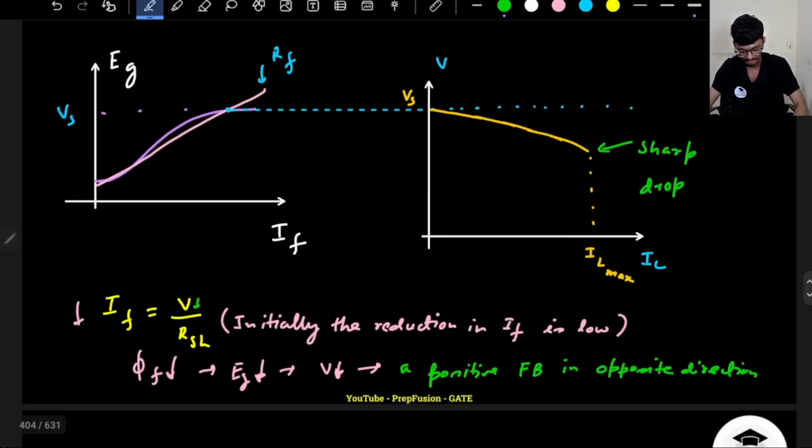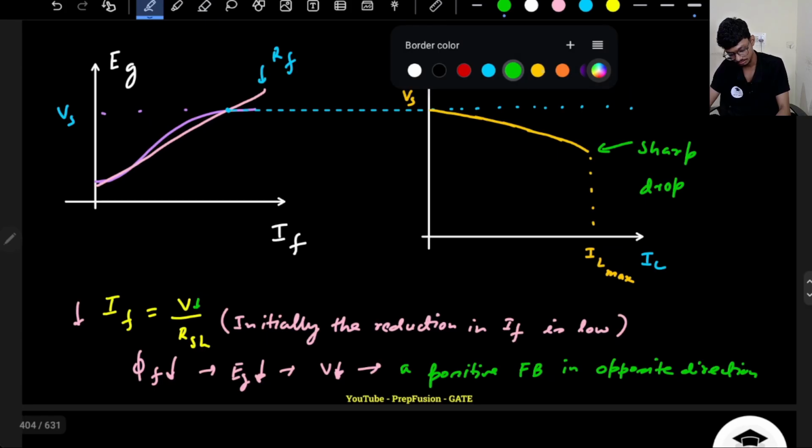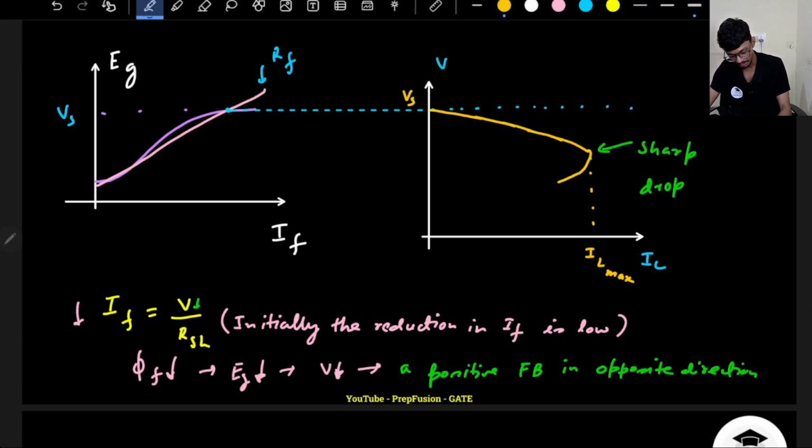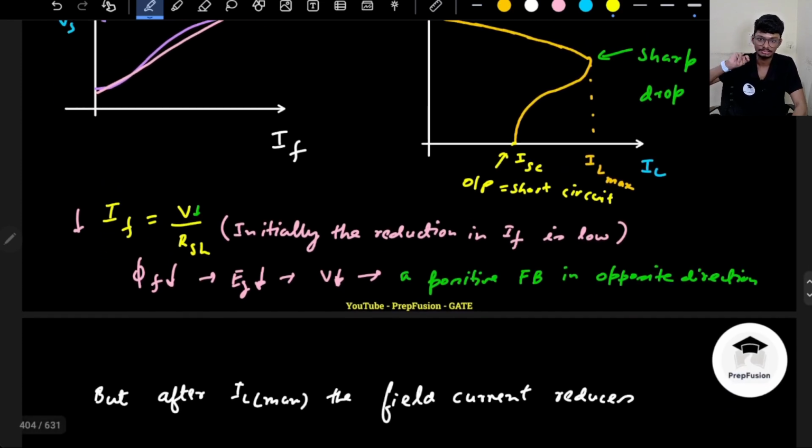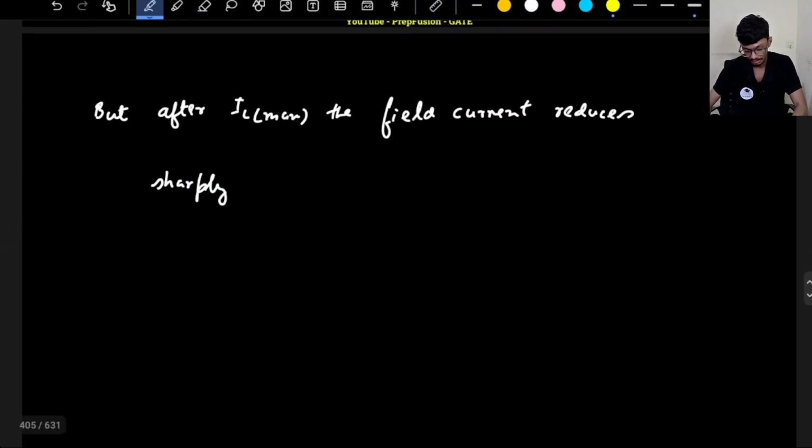It cannot go negative. It will sharply reduce, and after a certain point it will go to zero. So what does this value mean? This basically means that Vs is zero, basically the output is short circuit. If the output is short circuit, this is the value of the current that the generator will take.